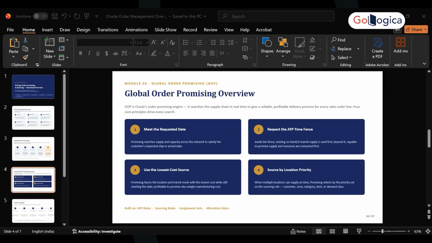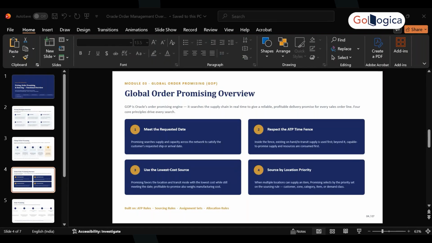Finally, the organization may also configure allocation rules, which reserve available inventory for high priority customers or demand classes before making commitments to other customers. Together, these components enable Oracle to perform accurate and intelligent order promising.